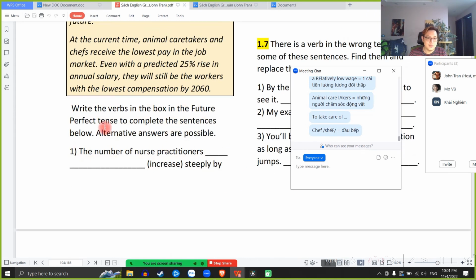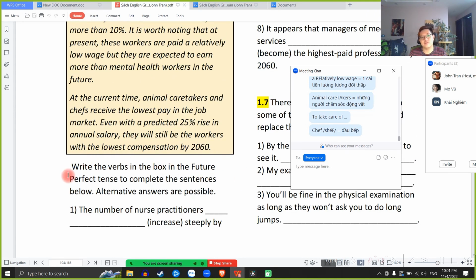Alright, so you just need to write the verb in the box in the future perfect tense to complete the sentences below, but do it at home, okay?